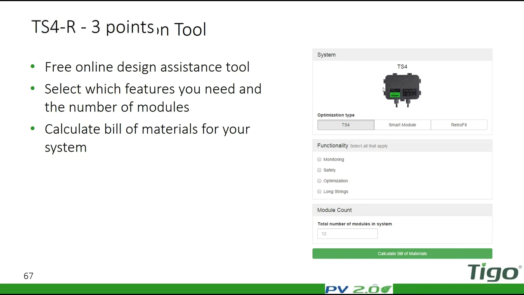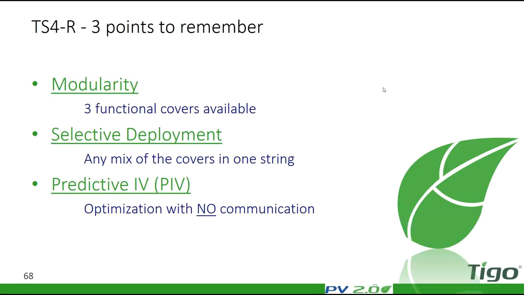So also very helpful. At the end, 3 points to remember. First, modularity: we have 3 functional covers available at different price points, which is the key here. You can choose whichever functionality meets your requirements and your budget, which is really nice. Second, selective deployment: you can mix and match many of those, specifically for residential or single string applications. And last but not least, we now utilize the revolutionary predictive IV technology, which means if you only care about optimization, you do not have to use communication.